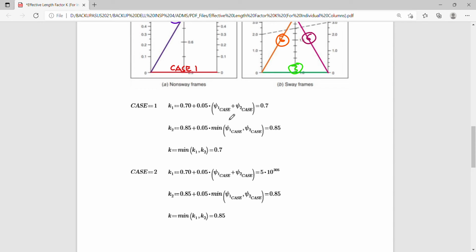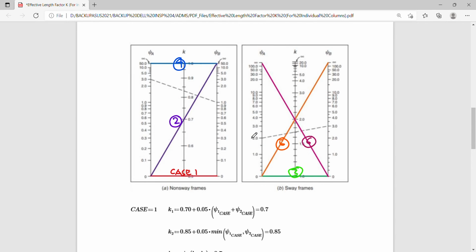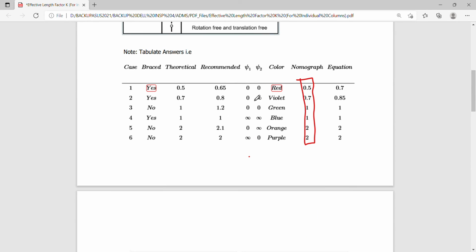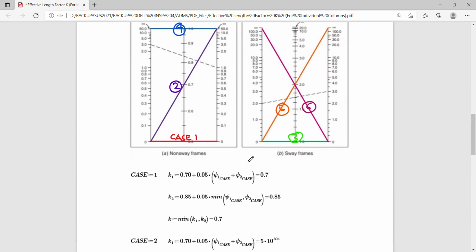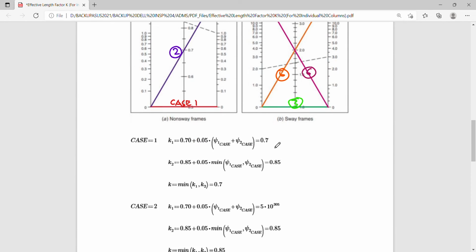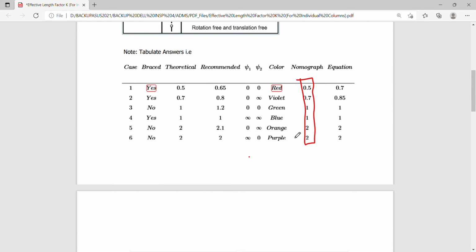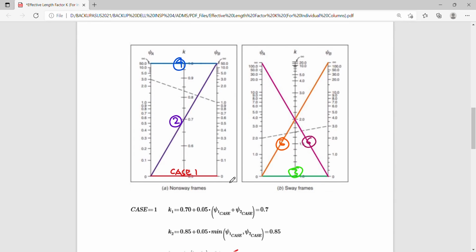Okay, for this particular case, this is now psi 0, 0. So if these are 0, then simply this will become 0.70 and 0.85. We choose the minimum value and it will come up with 0.7 as your value for k using the equation as tabulated on the table.